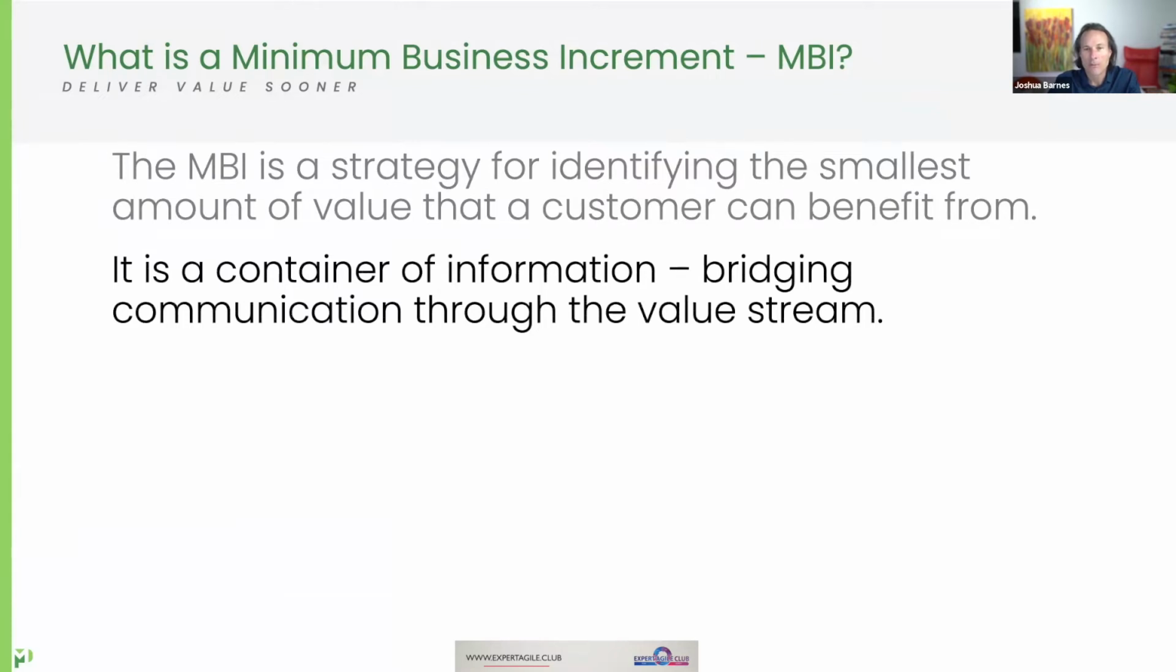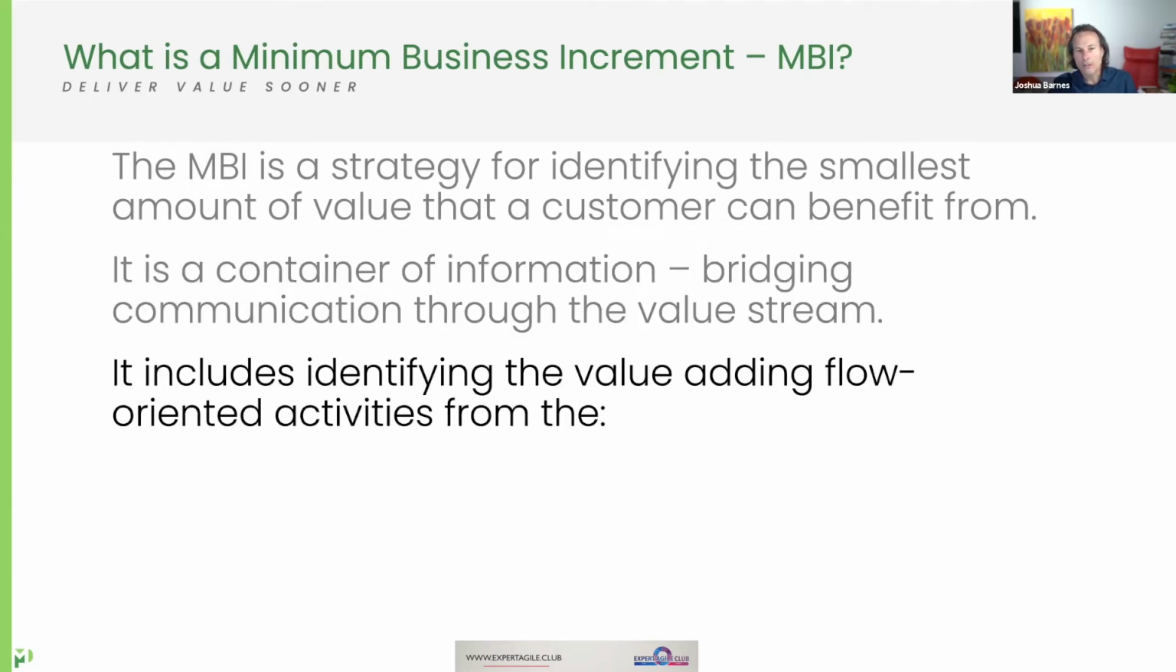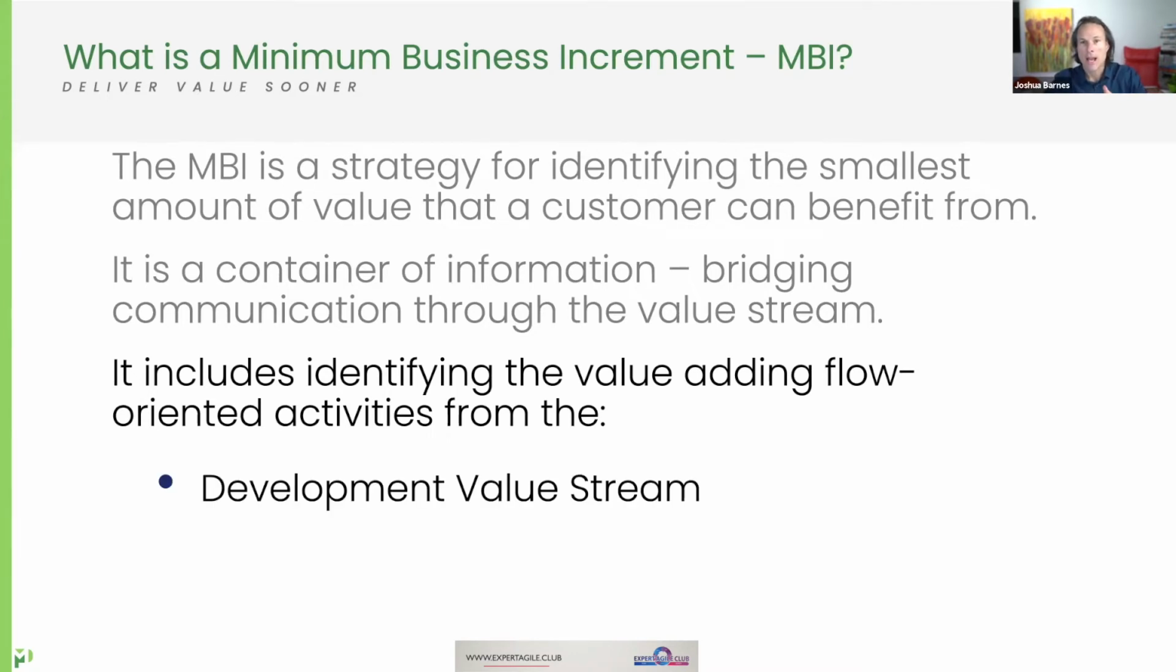It's a container of information, and it's a bridge from a communication perspective between the business side and what we consider to be the implementation side, where we're going to bring strategies and investments into fruition. And it includes identifying the value-adding, flow-oriented activities from the development value stream. So a Discipline Agile delivery team that's going to be doing the enhancements in a product is one of the things we would find in the MBI at a very high level. It's a scope container of what we're going to do to provide that value.